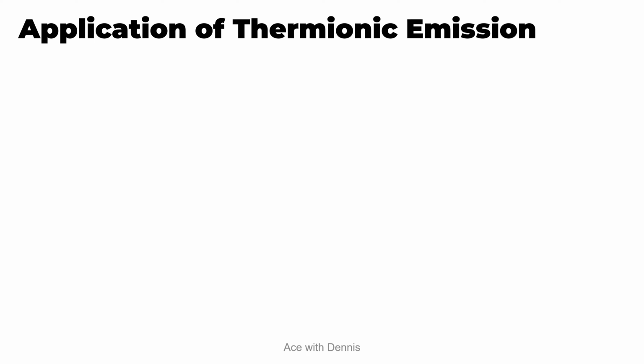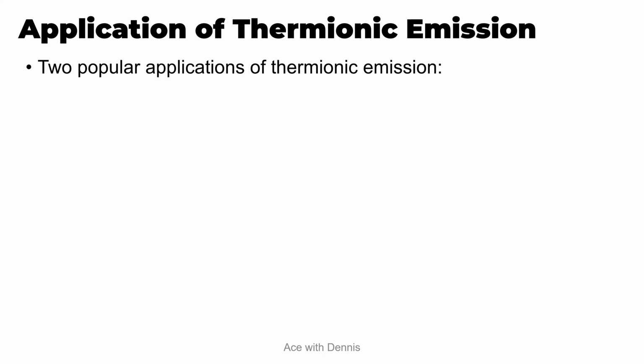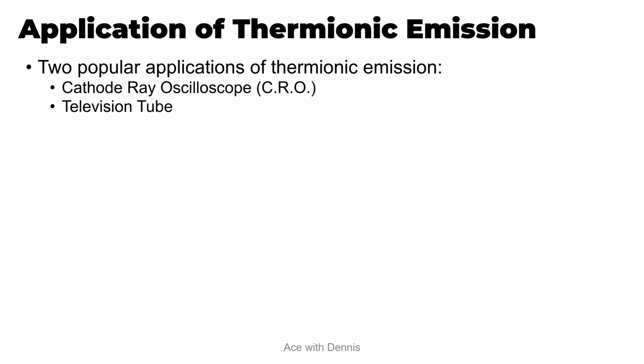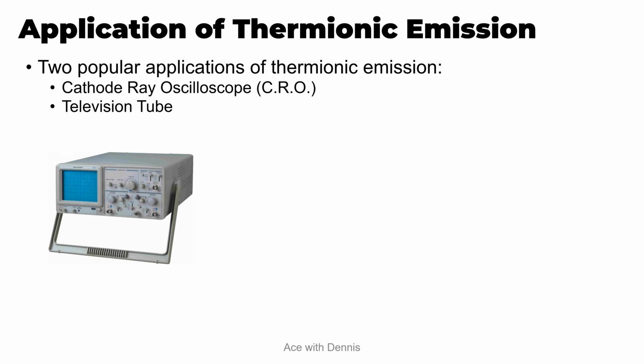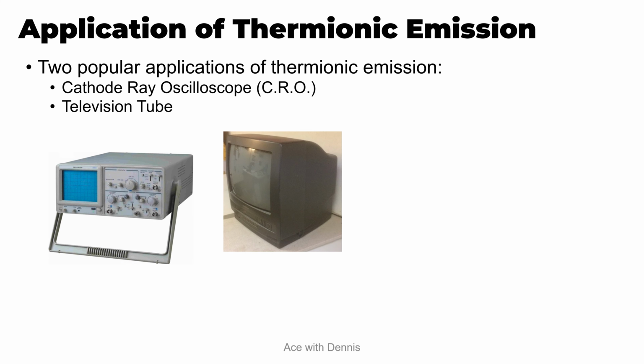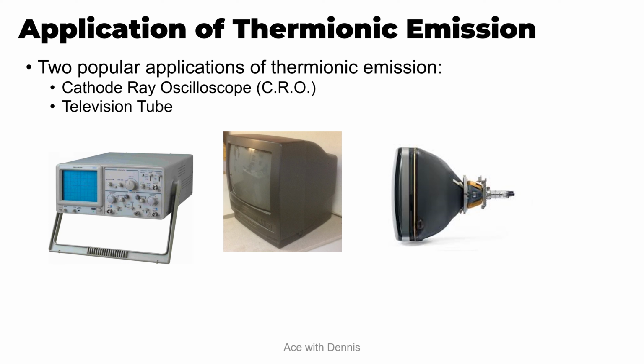Application of thermionic emission. There are two popular applications of thermionic emission, which are the cathode ray oscilloscope (CRO) and the television tube. So here is how a CRO looks like, where we can use a CRO to measure the waveform of a voltage. So this is the television tube. Actually, it is an old version of television, where you can see that it is very bulky. The reason is that if you open the casing of this television, we'll see it is something like this, and actually it applies the thermionic emission concept.